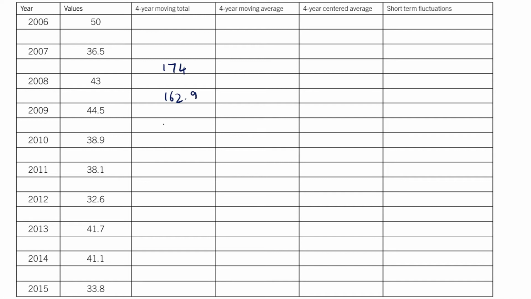and then next we have to leave these 2 years and then add 43, 44.5, 38.9 and 38.1. It is 164.5. Then we have to add 44.5, 38.9, 38.1 and 32.6. It is 154.1. Next 38.9, 38.1, 32.6 and 41.7. All these add up to 151.3.